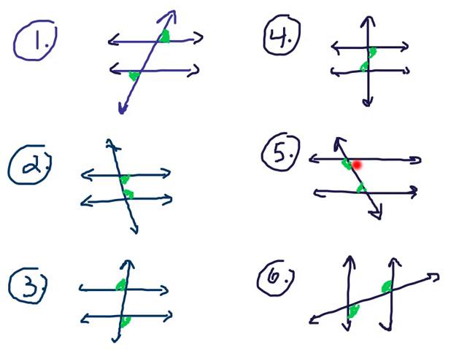Number 5, we have two interior angles. However, these two interior angles are on the same side, on the inside. These are called consecutive interior angles. Consecutive interior angles add up to make 180 degrees. Therefore, you could also say consecutive interior angles are supplementary.